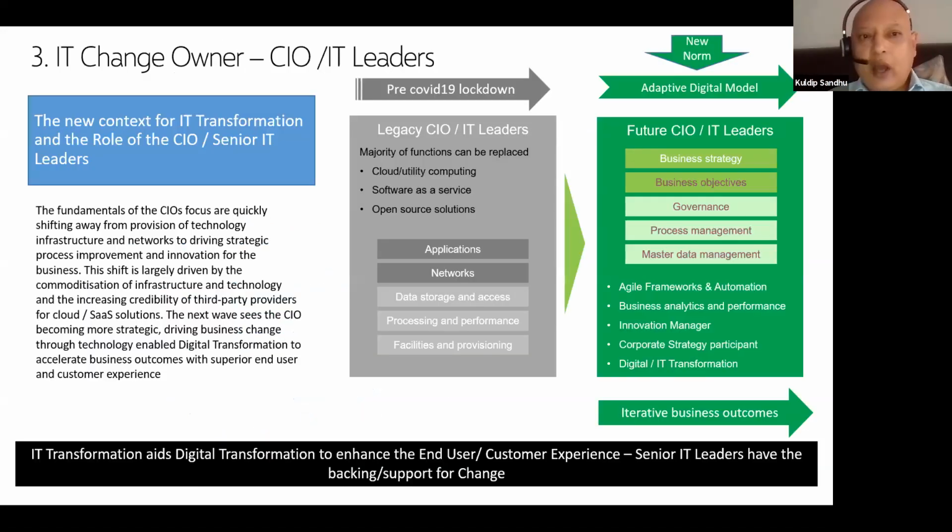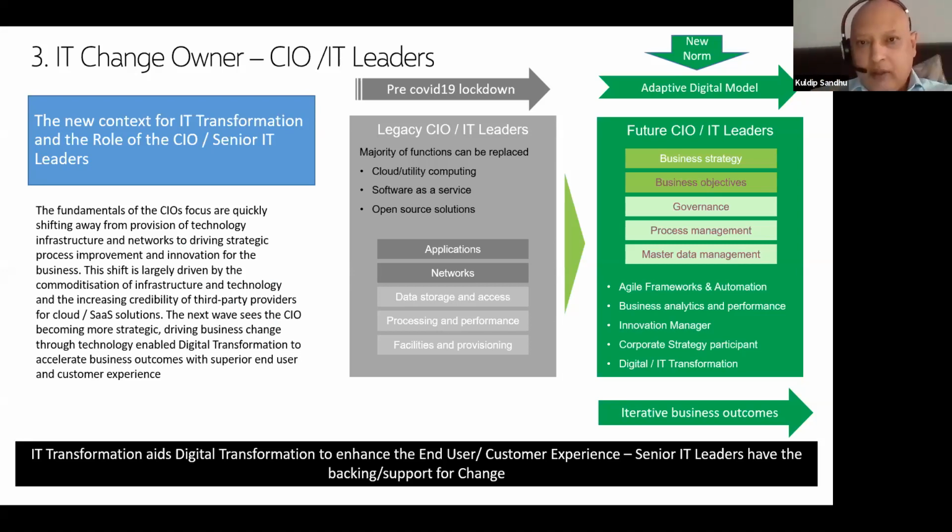So who's the owner for the change? For that IT function transformation, there are lots of technology initiatives that evolve, but what I'm trying to bring across is there's a strong people element, and we really need good, strong leaders for the future. And that really sits on the shoulders of the CIO and the IT leadership team.